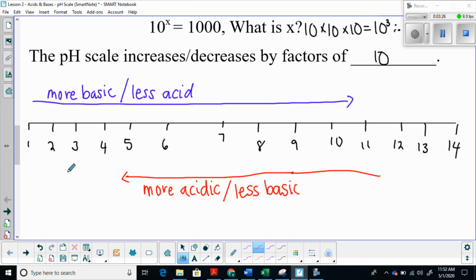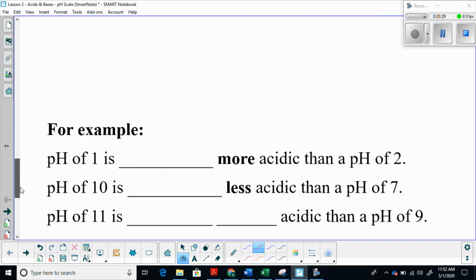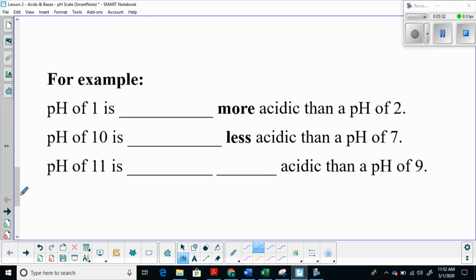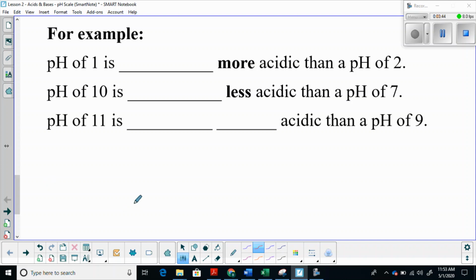So let's look at how to work this pH scale. Going down here, we have some examples. The first one says a pH of 1 is blank times more acidic than the pH of 2. So we are comparing it to 2. I'm going to draw a pH scale down here: 1, 2, 3. So I'm just going to take this little snippet of the pH scale. So 1 is our end goal, because that's what we're comparing it to. We're comparing it to 2.